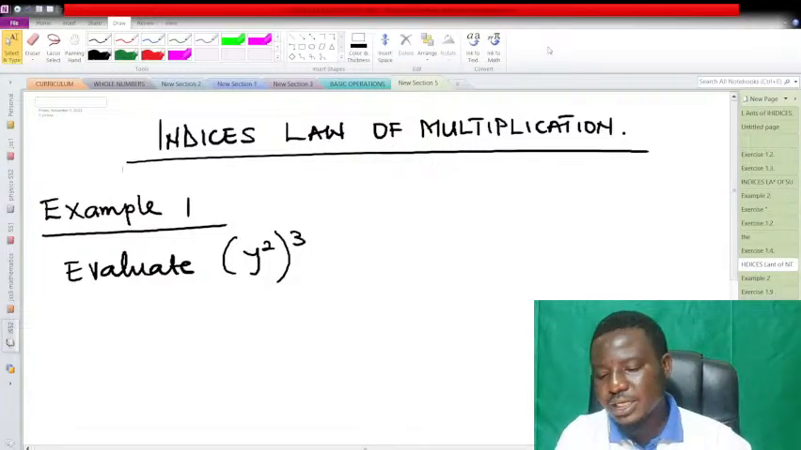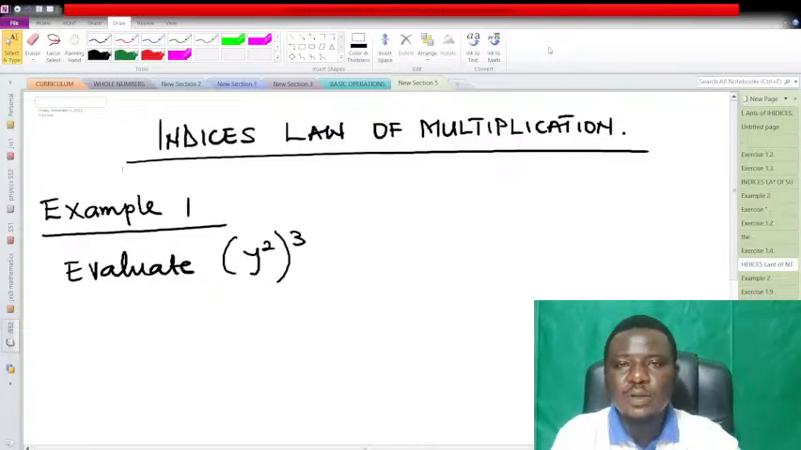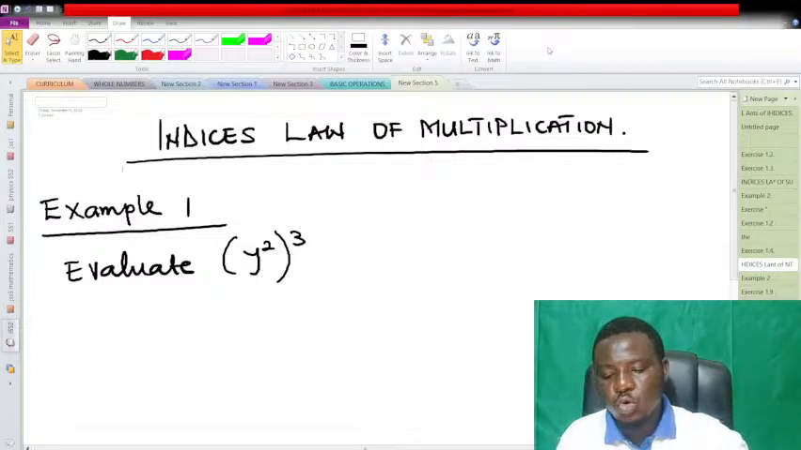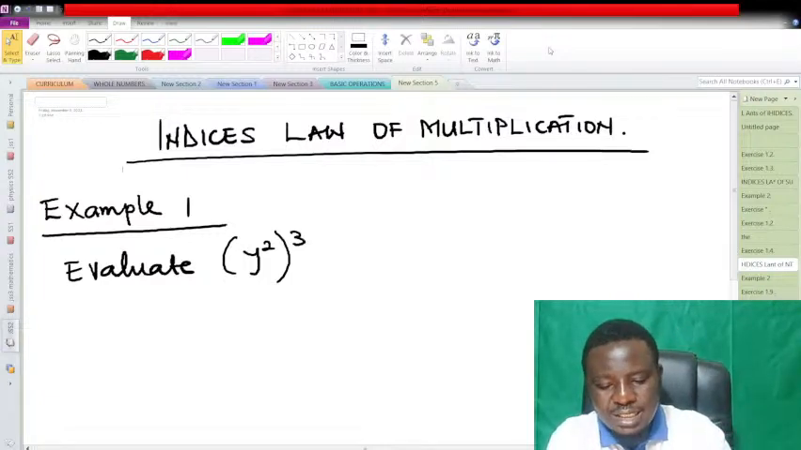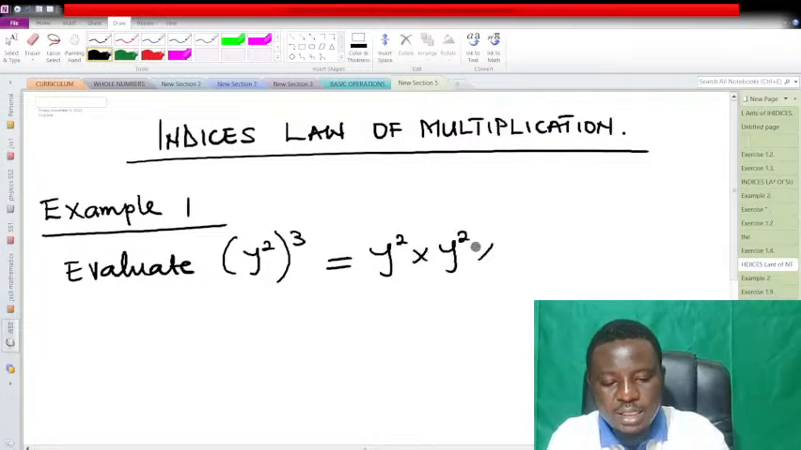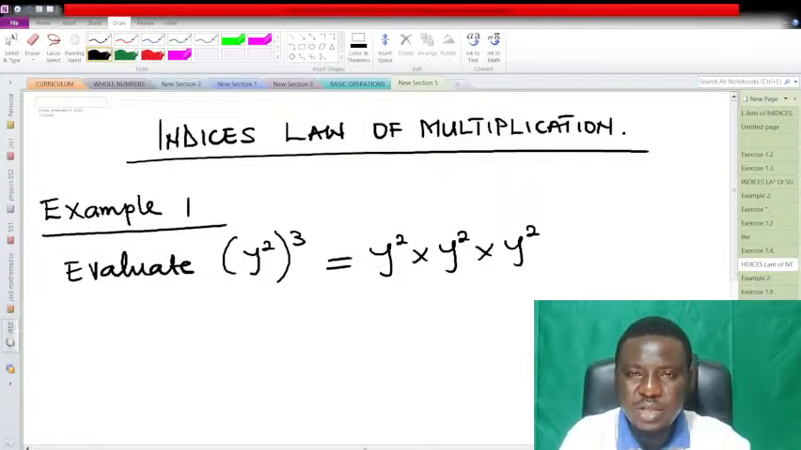same as what I have on the board. Example 1 says we should evaluate an expression like this: (y squared) cubed. We refer to the process of solving this as the indices law of multiplication. Ordinarily, I told you that when something is being cubed, it means you are multiplying that thing by itself 3 times. So in essence, this is equal to y squared times y squared times y squared. That is what this expression means. Y squared cubed means y squared times y squared times y squared.